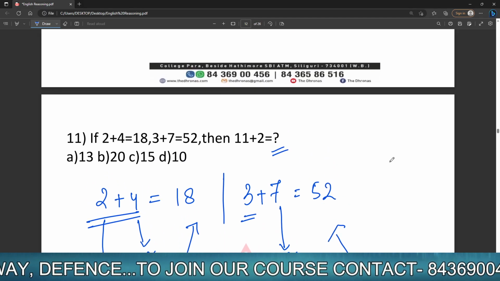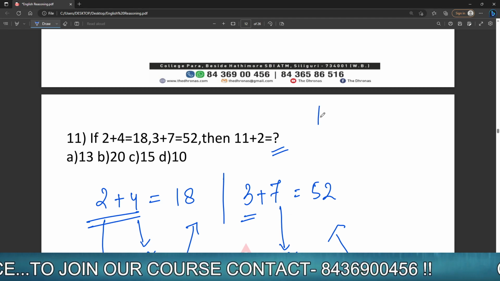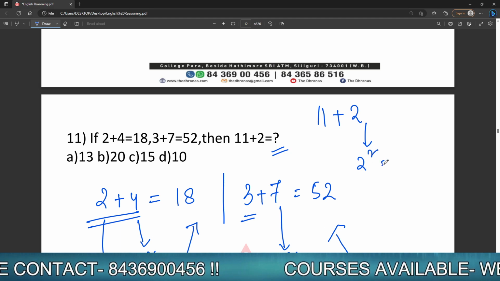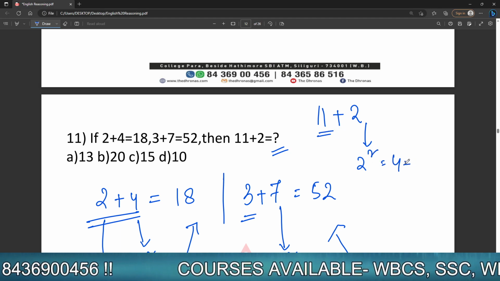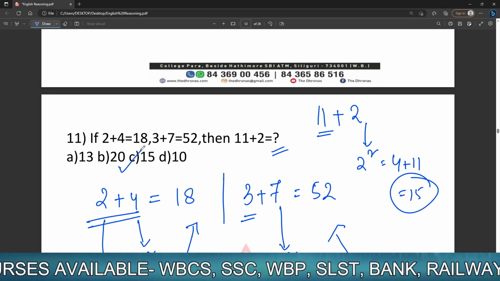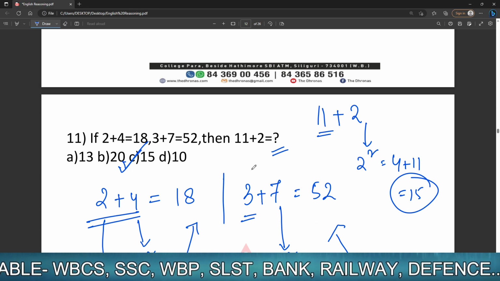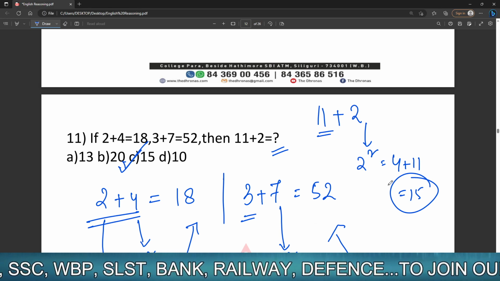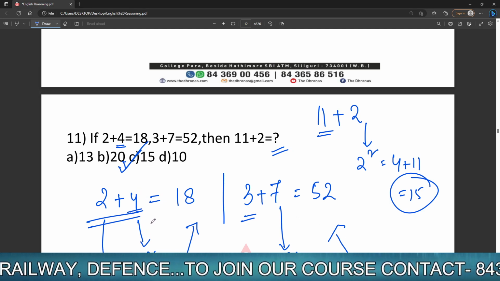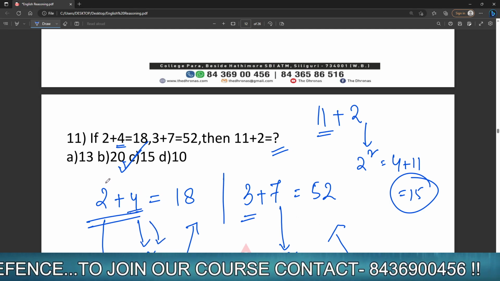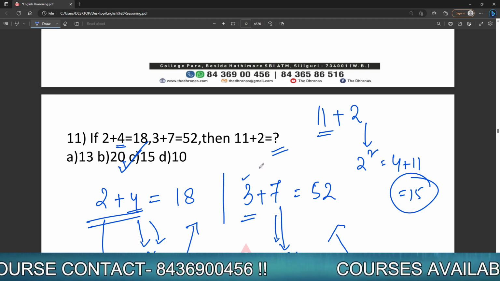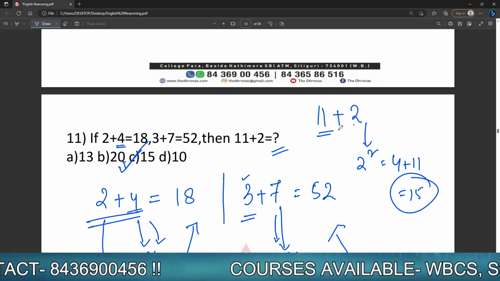So what does the question say? Question says 11 + 2. That means 2 square, that is 4, adding 11 which gives us 15. So the answer for this question is 15. So we see the second number is squared, then adding the first number.